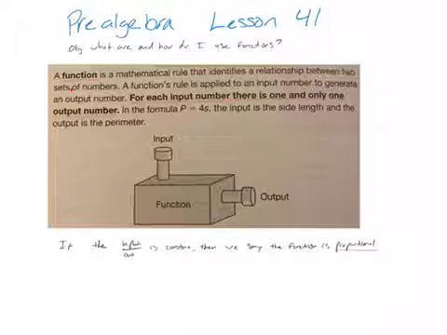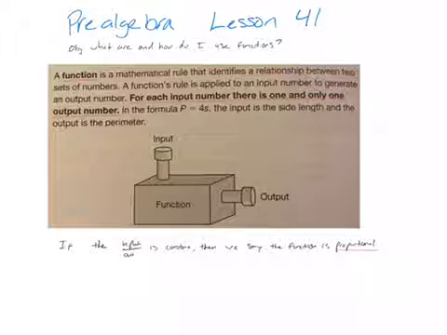A function is a mathematical rule that identifies a relationship between two sets of numbers. So how you get from one set of numbers to another set of numbers. A function rule is applied to an input number to generate an output number. So think of it kind of like a machine, like this picture right down here. This is a function. You put in an input and it outputs a price.